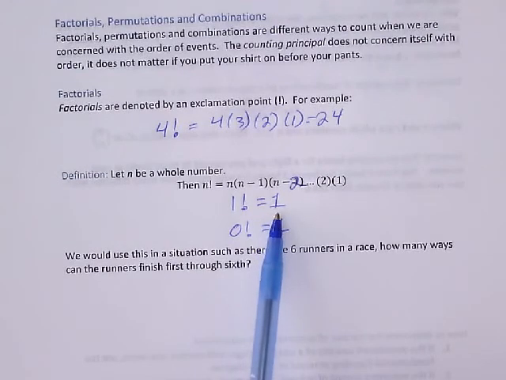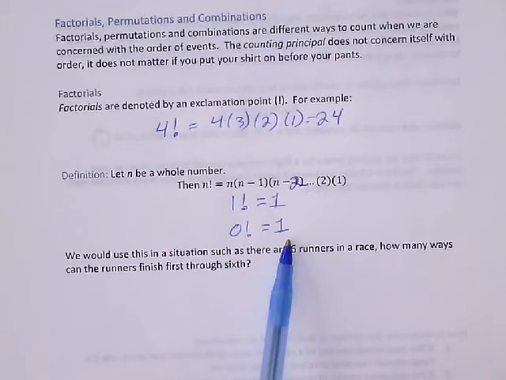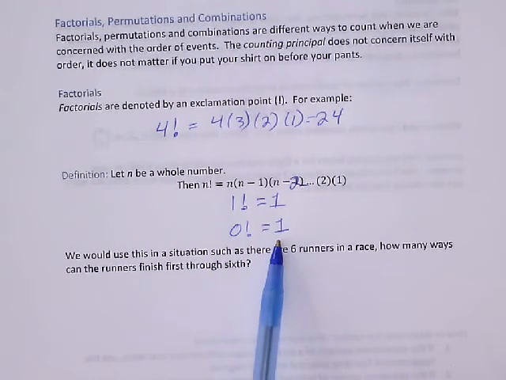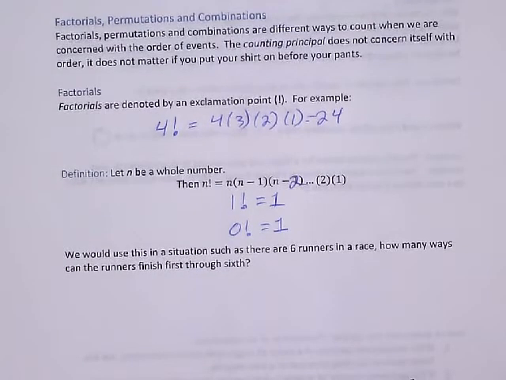So if I had 1 flower, there's only one way to put 1 flower in 1 vase. Whereas if I had no flowers, there's only one way not to put any flowers in a vase, and that's to not do it. So not doing something counts as a way of doing something. You have to account for nothing. Okay? So that's why 0 factorial is 1.